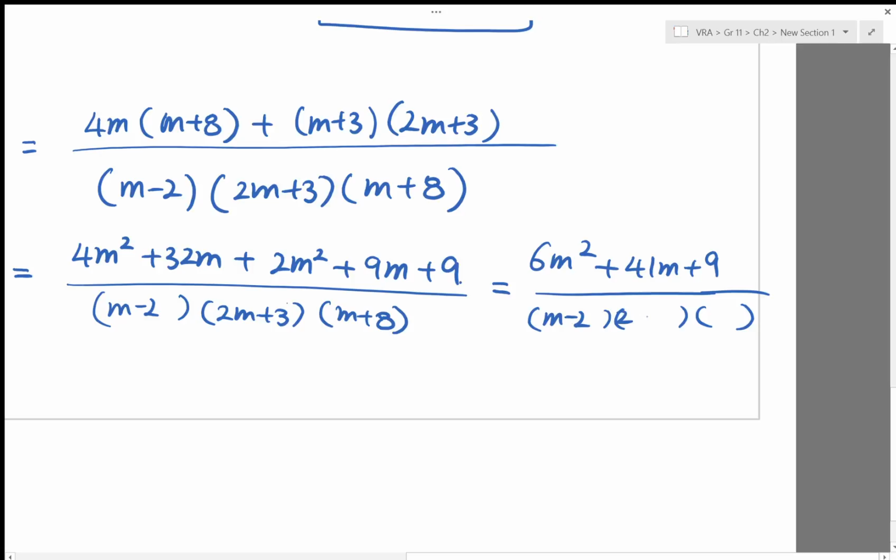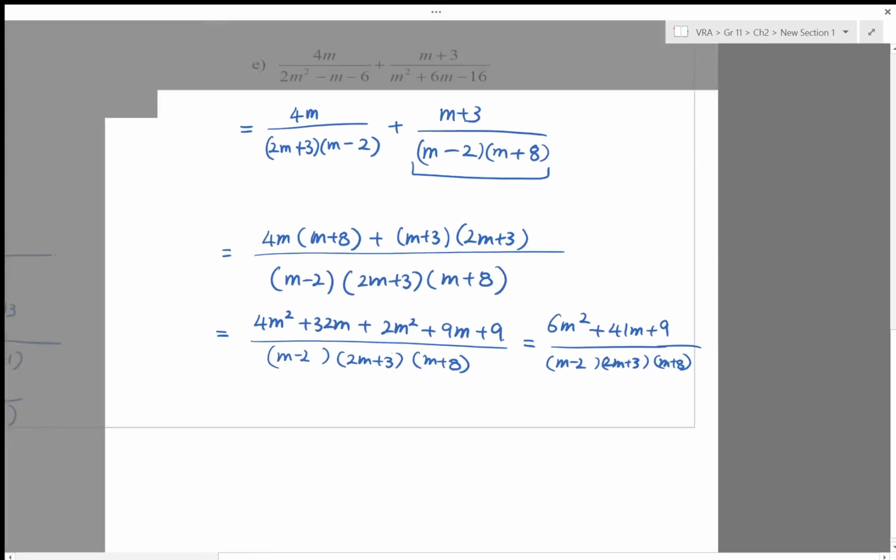Now I haven't done finding the restrictions, but it's pretty much the same drill as before, so you shouldn't be struggling with that for now. If you still do struggle, that is fine. Just bring that to me and we'll see whether we can figure that out again. Now the 6m squared plus 41m plus 9, is it factorable? Well, it is not factorable in this case, I think, because we have 3 and 3 and 1 and 6, or 9 and 6. Yeah, it's not factorable. So you basically stop there.